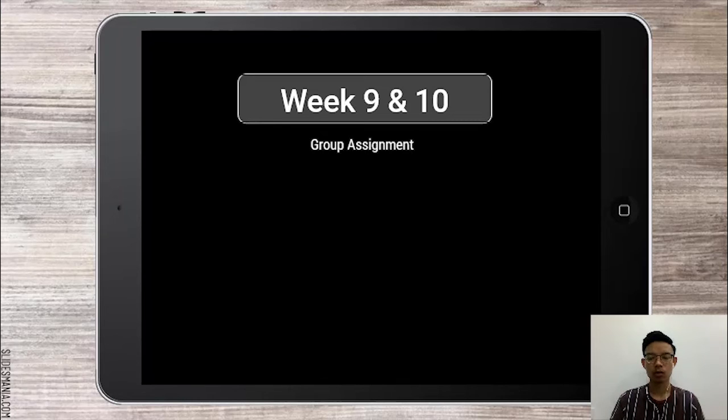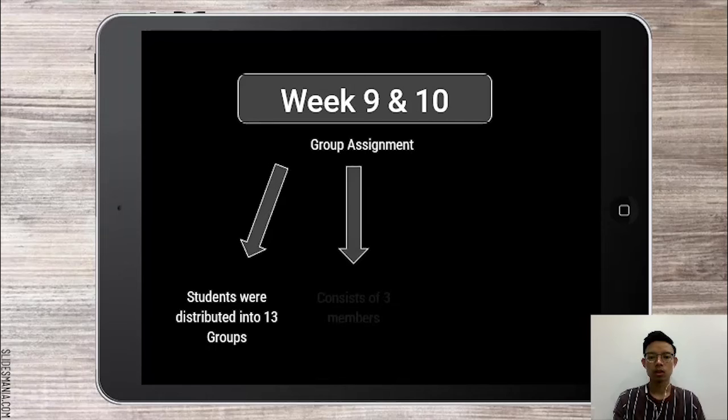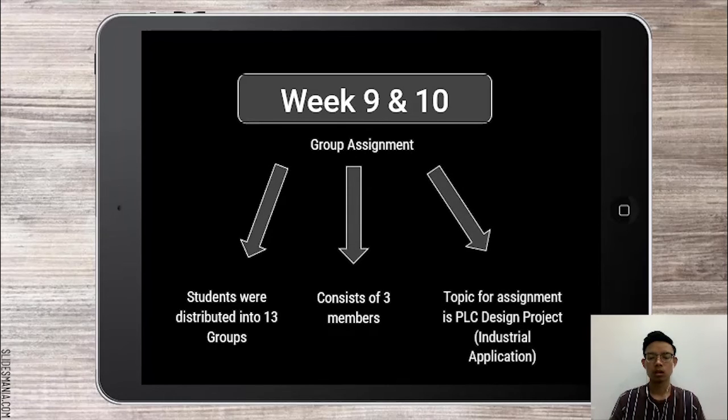As you can see right now, during week 9 and 10, the students need to do a group assignment. The students were distributed into 13 groups. Each group consists of 3 members. The topic for the assignment is PLC Design Project, Industrial Application.